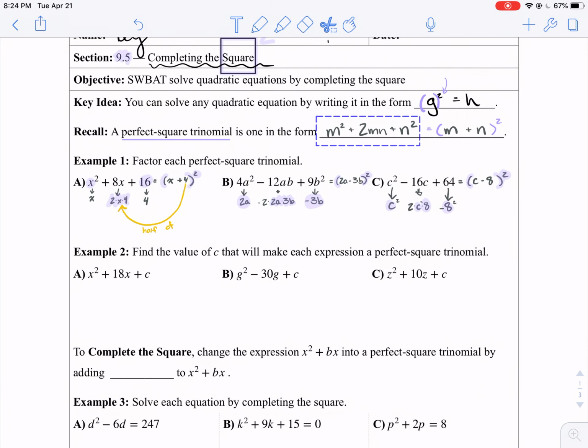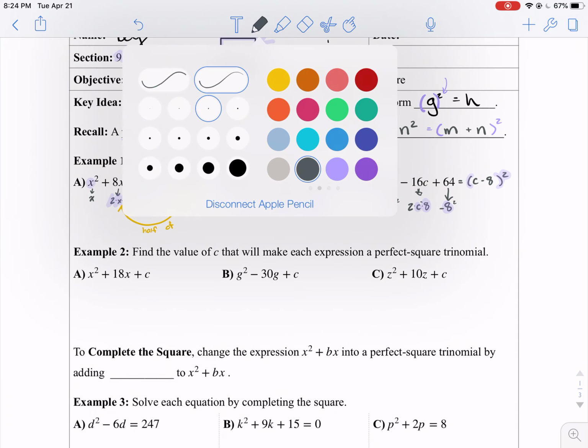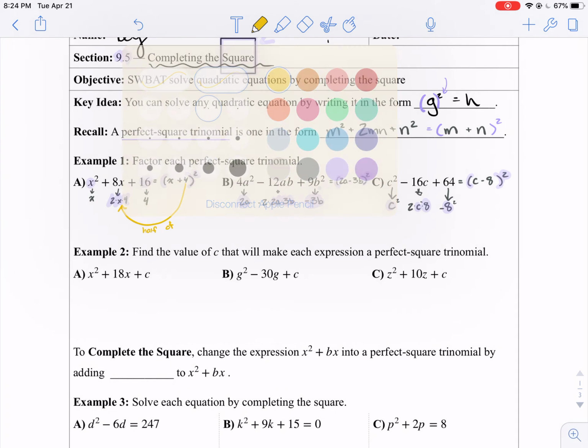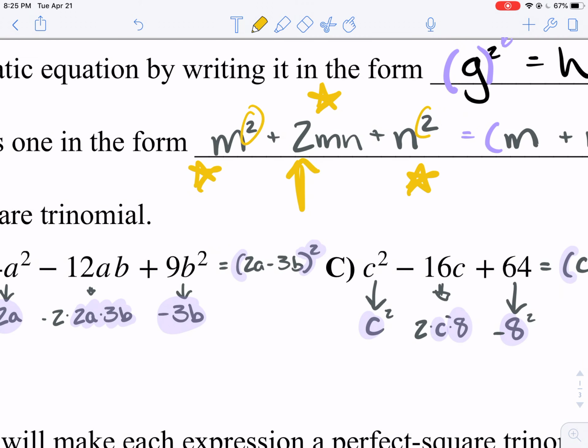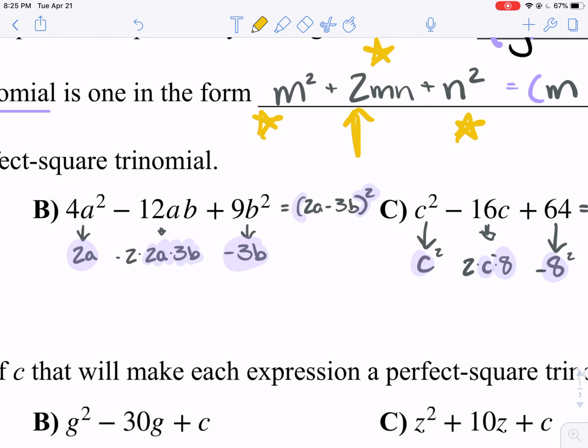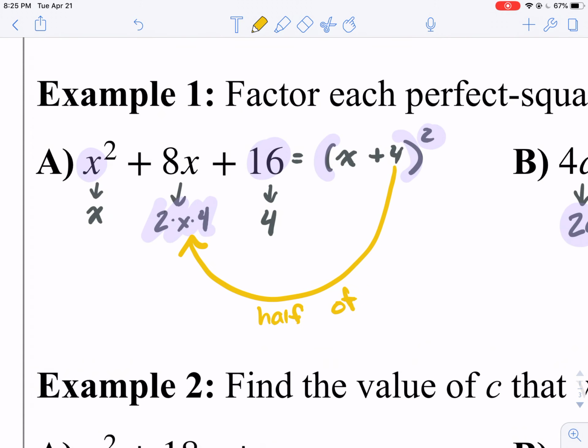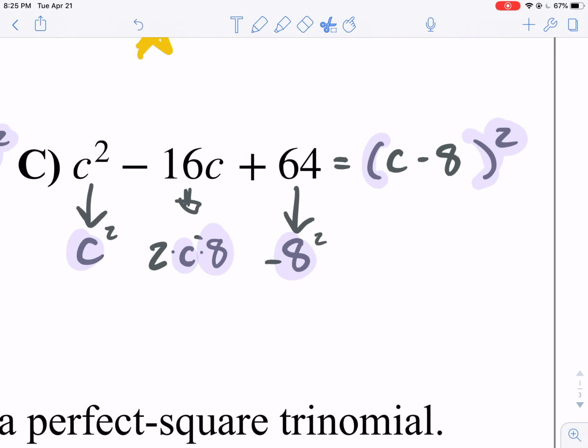M squared plus 2mn plus n squared. If you haven't highlighted that and loved that, put stars by it maybe, you should. It's very important. Especially this 2 right here. Notice that we can take the squares off and put a 2 right in front, and that gives us our middle term. So we looked at that with number A. Our 4 is half of our middle term, 8. Cool. Same thing in C: negative 8 is half of our negative 16. This is going to come in handy.